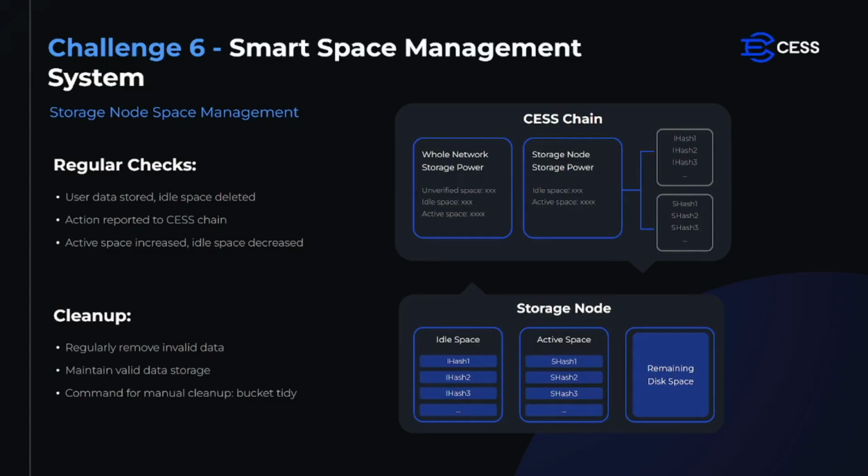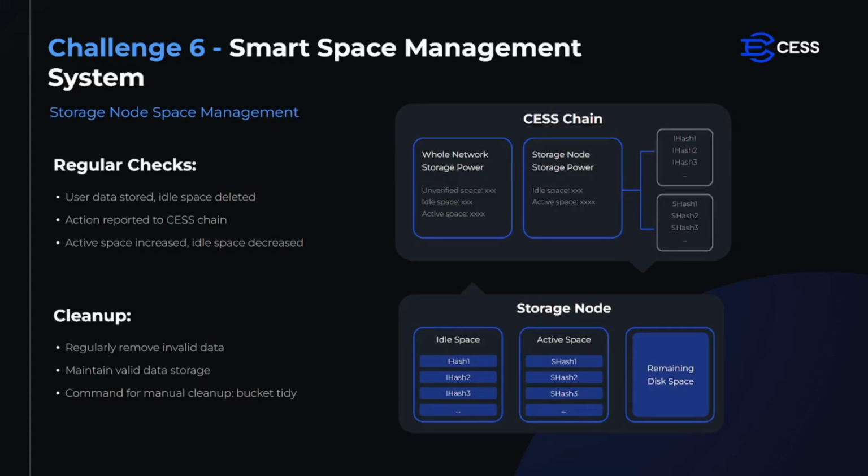The diagram overview. This diagram illustrates the storage node space management. Idle space. This section of the diagram shows various segments of idle space represented by I-1, I-2, and I-3, etc. This space is initially unverified and is filled with hashes as placeholder data until user data replaces it.